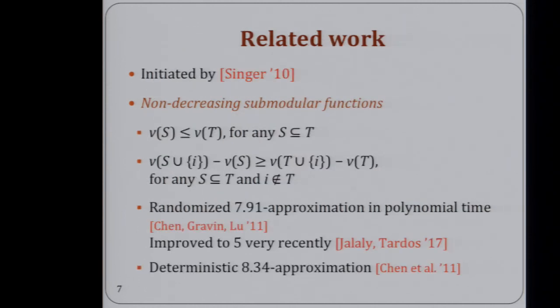So let's see what has happened in this field. This type of question was initiated by Singer a few years ago, who studied non-decreasing submodular functions, so these are monotone submodular functions. Later on, this was followed up by Chen, Gravin, and Lu, and even more recently, it was improved by Jalaly and Tardos. So we know a randomized 5 approximation when the valuation function is monotone submodular, and in terms of deterministic mechanisms, we know an 8.34 approximation.